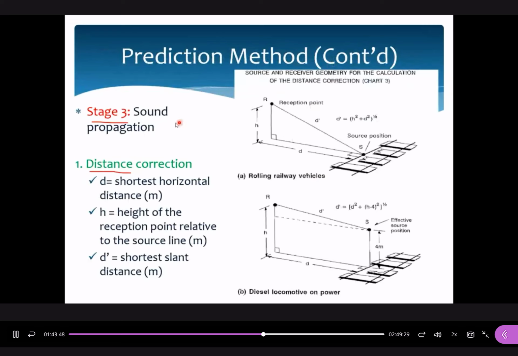Okay, now we go back to the simplification. Because we have two types, A is rolling type, we consider that the source to generate the noise effects is at the interface between the rail and wheel, correct? Because this is rolling noise, the noise source is at the interface between the wheels and rail. So this is the effective source.